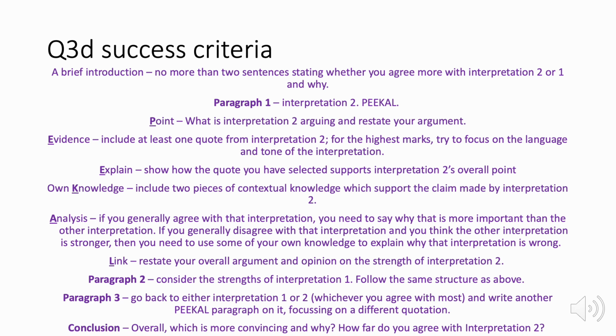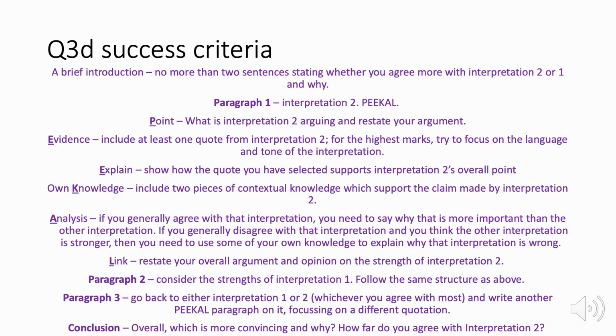Okay, so that needs to be specific, and you then need to explain how that supports the interpretation. And then the most important part is the analysis. So if you agree with interpretation 2, you need to say why interpretation 2 is more important than interpretation 1. If you disagree with interpretation 2 and you think interpretation 1 is stronger, then you need to use some of your own knowledge to explain why that interpretation is wrong. All right, and again, I'll show you some examples of that in a second.